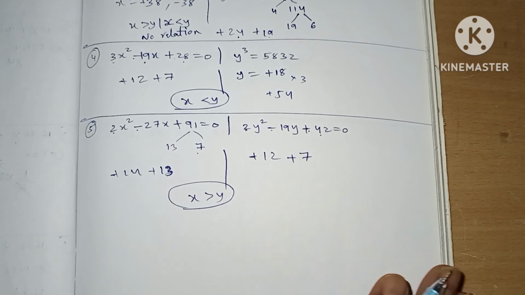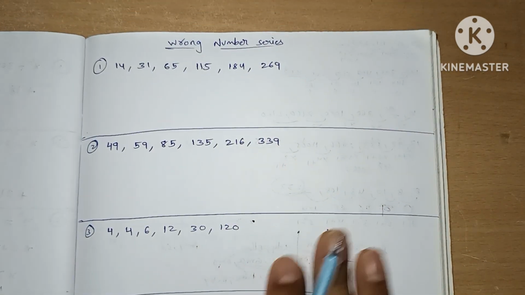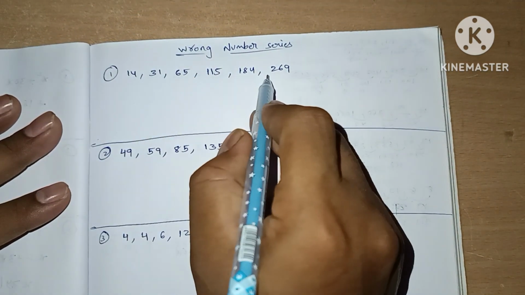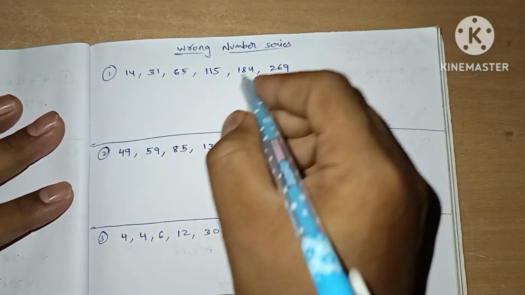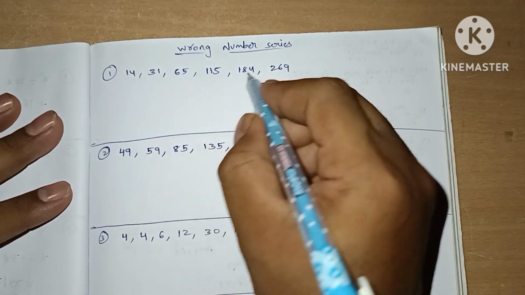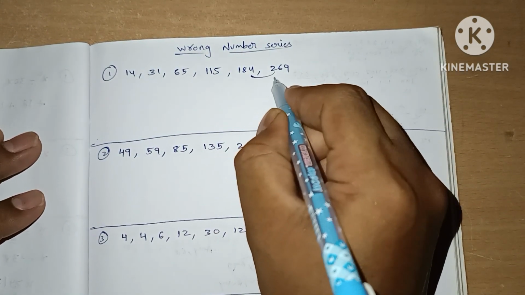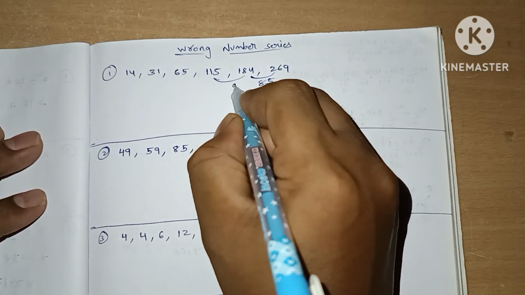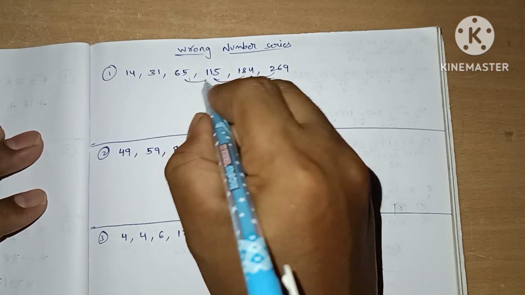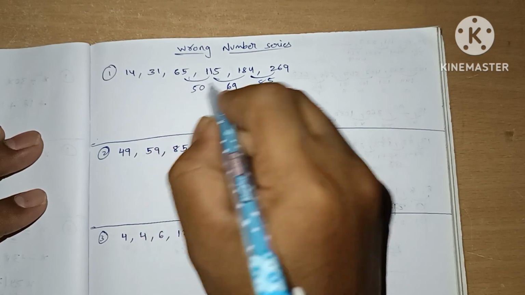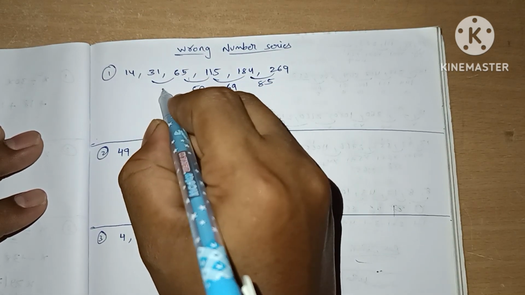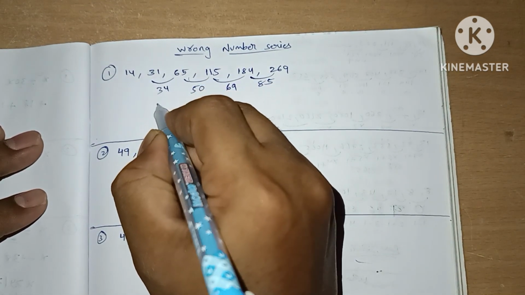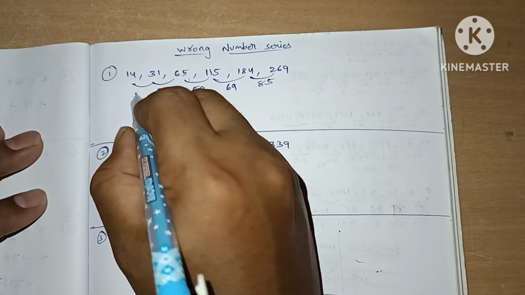Now we are going to see wrong number series. First question, there is no big difference in between these numbers, so we'll go with the differences. Here the difference between these two is 85. Here the difference is 96. Here the difference is 50. Here the difference is 43. Here the difference is 17.